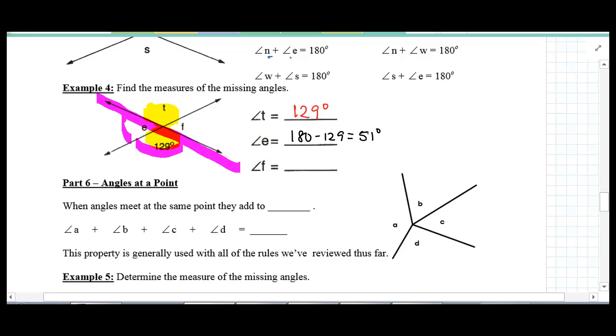And now how do you find angle F? There are many different ways, but I know that F and E are vertically opposite, so they must be the same, 51 degrees. There you go.